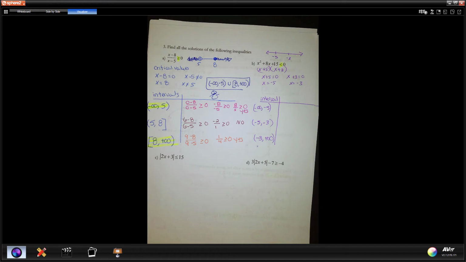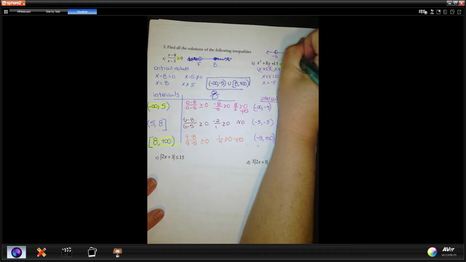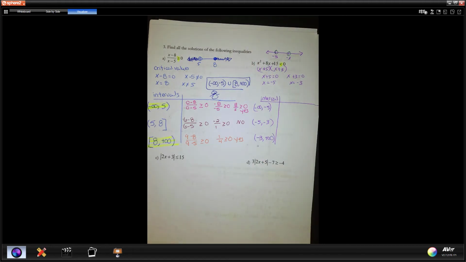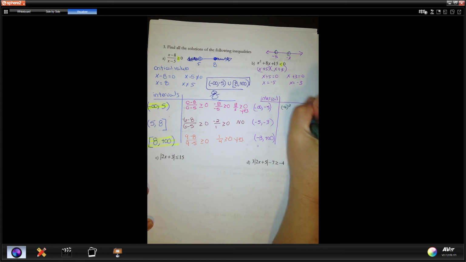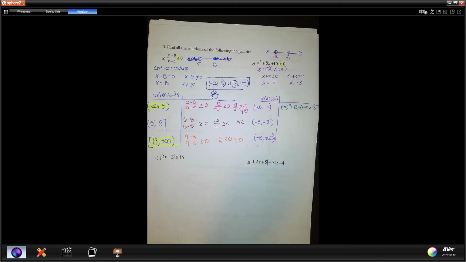And we are now going to pick a number in that interval. Once again, you can start wherever you want, and remember they should alternate. So we know they're not going to be included, so we've got open circles. So finally, let's go -6. So I want to know, is -6 squared plus 8 times -6 plus 15, is that less than 0?